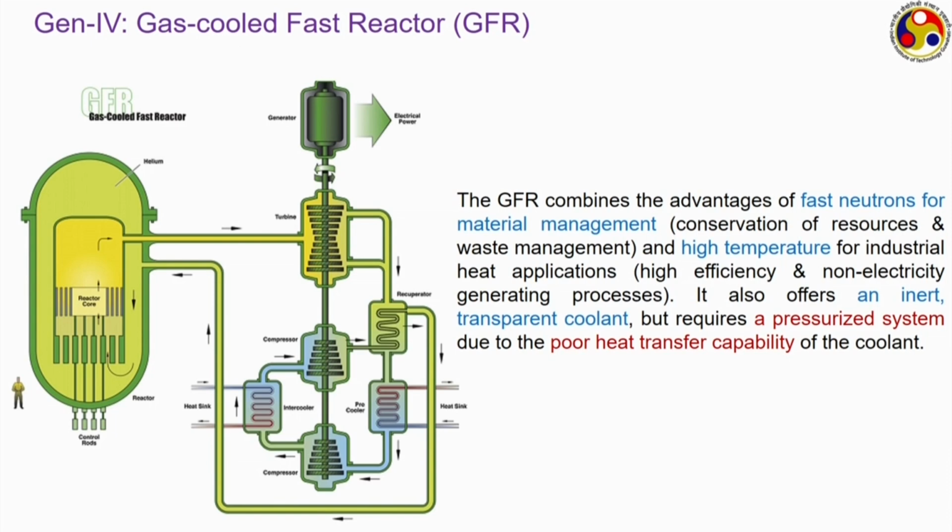Like you can look at this diagram, the hot helium gas that is coming out of this generally goes to the turbine, and from the turbine, after doing the expansion work, it goes to the recuperator, and from the recuperator it goes back. But the fluid which is taking the heat in the recuperator can also be used for other purposes, such as for cogeneration.